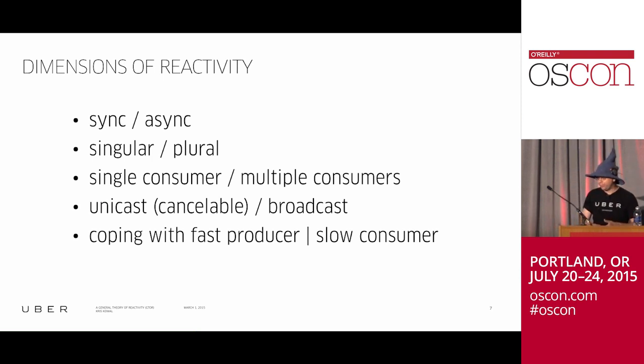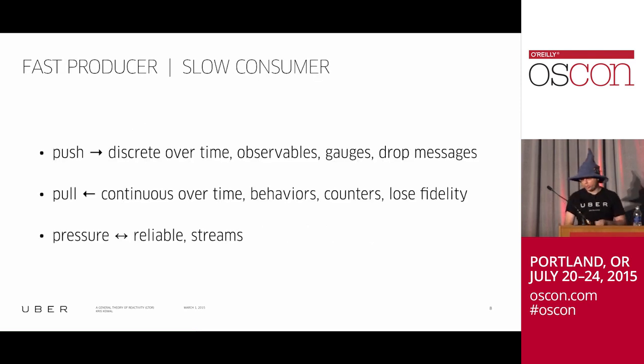But mostly, these things are different because of the way we're going to treat the fast producer and slow consumer problem. So there are three kinds of ways to deal with this. There's the push style, the pull style, and a style that uses back pressure. I'm just going to call it pressure because it really does have a two-way relationship.